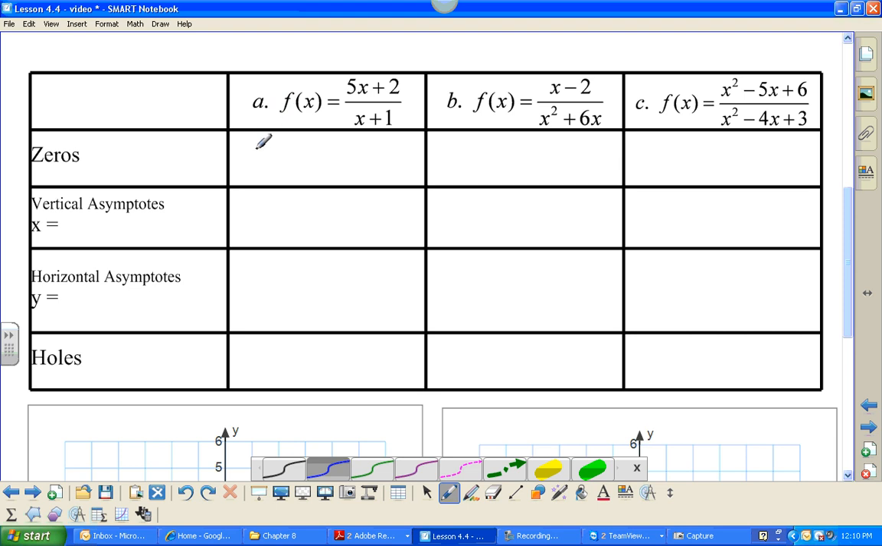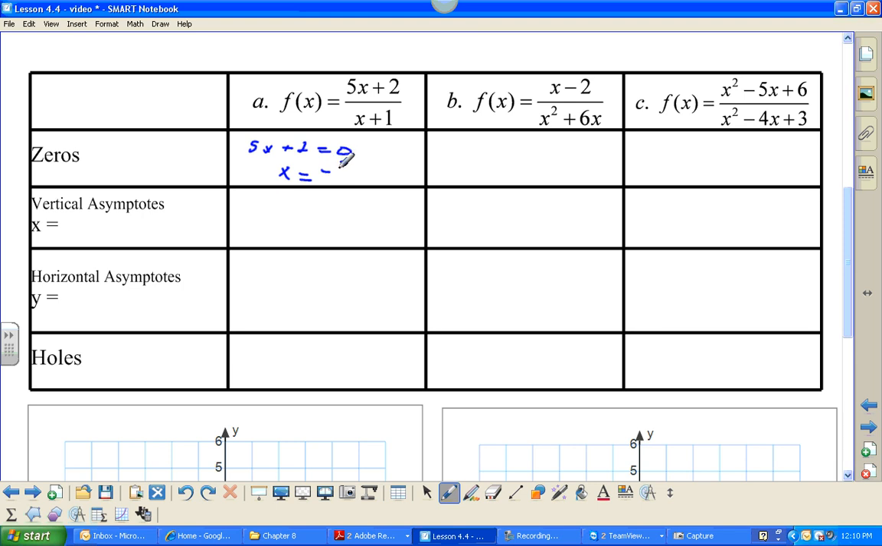First, it wants to find the zeros. And reminder, zeros are when the numerator is equal to 0. So if I set 5x plus 2 equal to 0, and we solve that, we subtract 2 and divide by 5, so x equals negative 2/5. So there's a zero at negative 2/5 here.